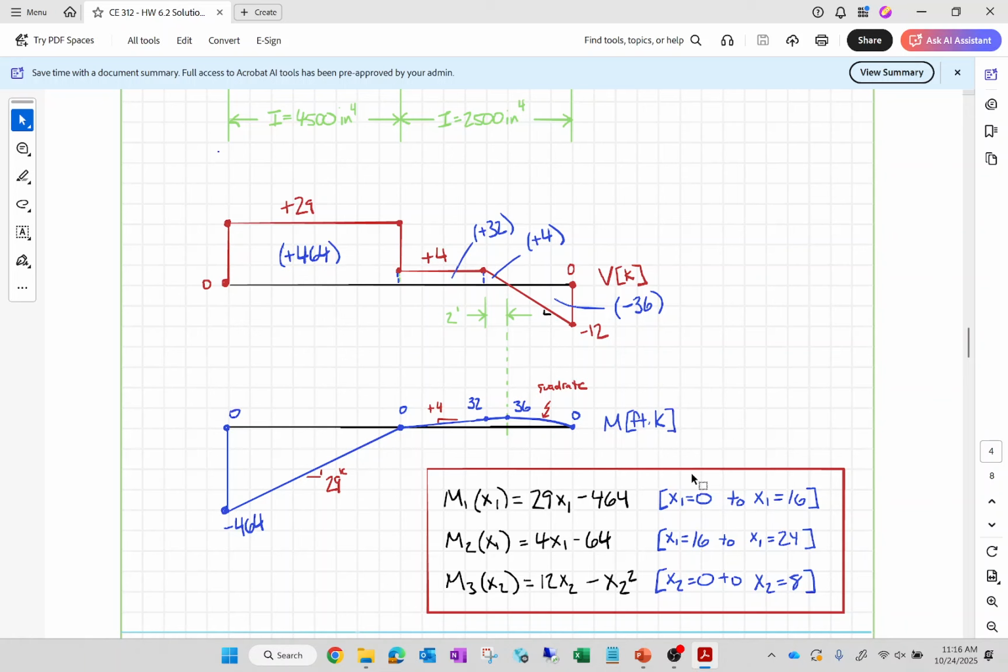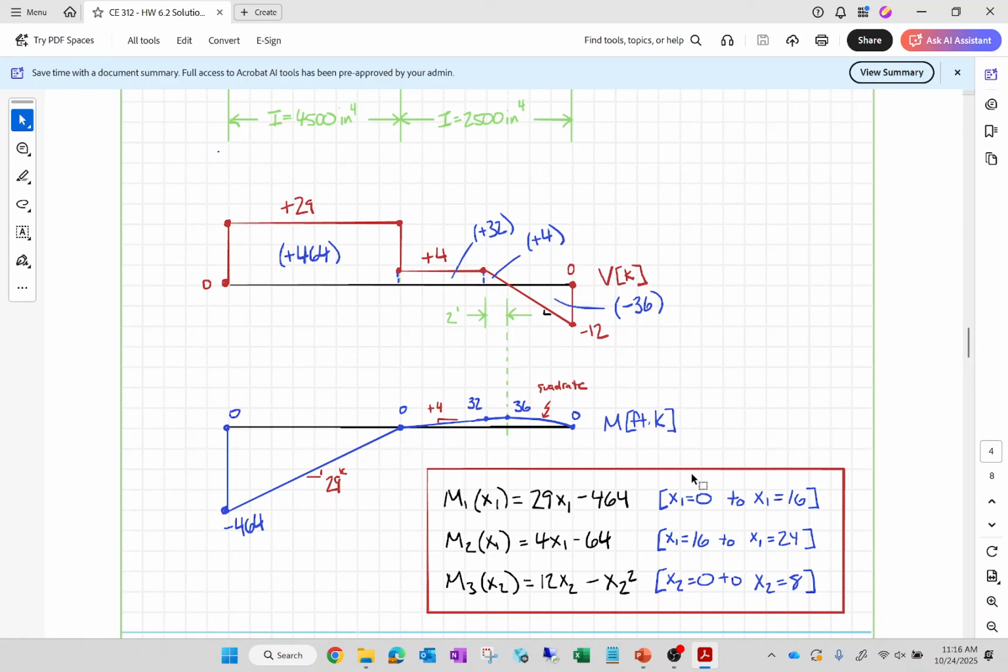But from this, I can say y equals 4 times x minus 16, so y equals 4x minus 64, which is exactly what I got right here, okay? So no need for a section cut, it's a line, okay? With me so far?